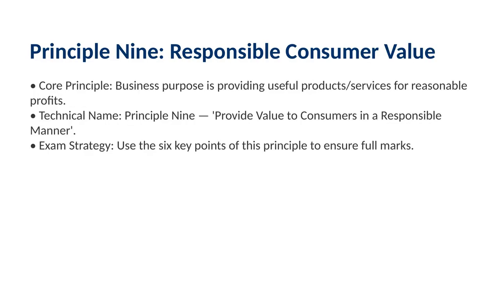The specific focus here is on a principle that states the primary purpose of any business is to create and provide useful products and services to the customer in exchange for reasonable profits. In your exam, you should identify this as Principle 9, which is provide value to consumers in a responsible manner. To score full marks, you need to present the core elements associated with this principle clearly. I want you to structure your answer using these 6 key points, as this is exactly how the examiner expects to see it.